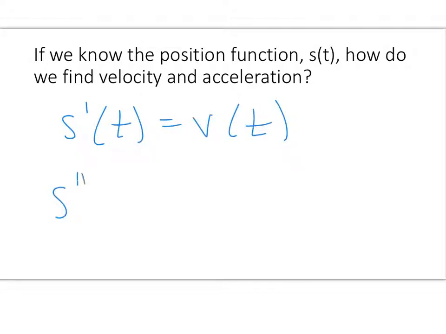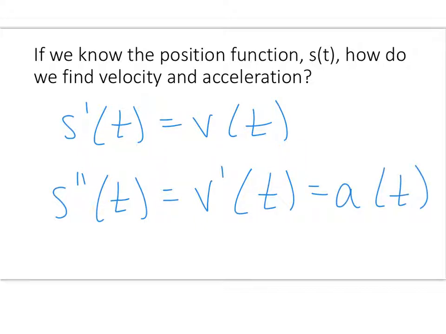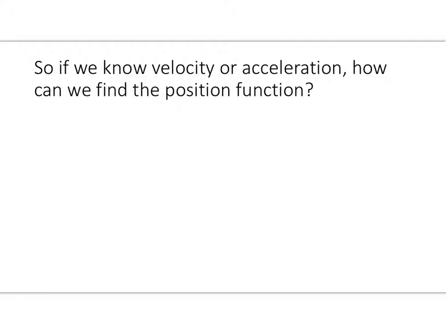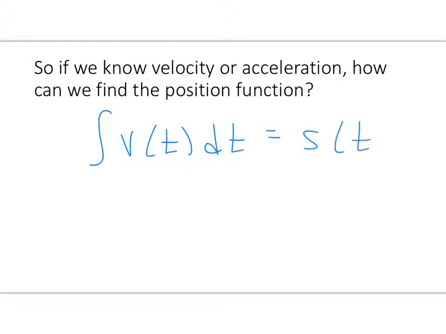And if I take the second derivative of the displacement, which would be the first derivative of velocity, I would get acceleration. So that means if we know velocity or acceleration, we can work backwards to find the position function using integration. If I integrate a velocity function, I will get my displacement function. If I integrate my acceleration function, I will get my velocity function.